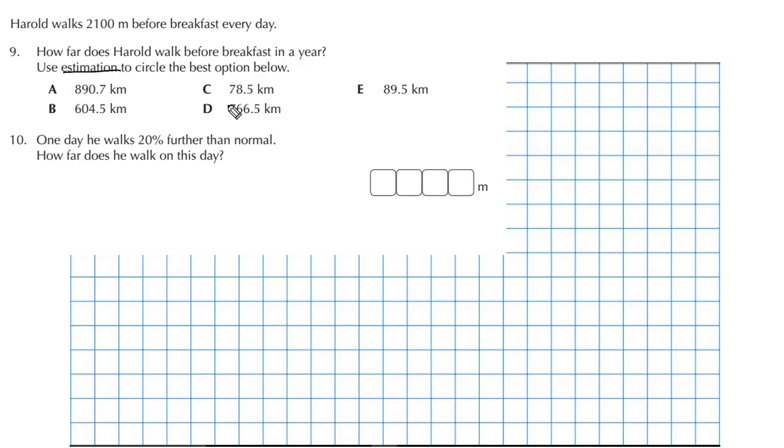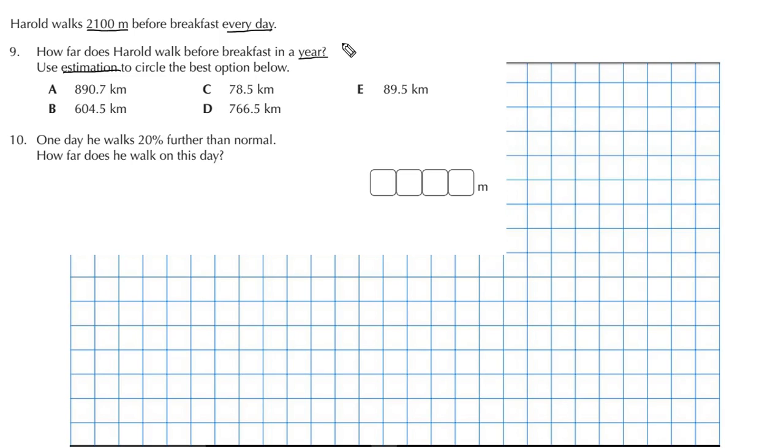All right. Now, estimation is when we round numbers to make them easier to work with, so we can come up with an easier calculation. It only gives us an approximate answer, but the calculation is much easier to perform. Okay, so let's look at the information we have. Harold walks 2,100 metres before breakfast every day, and we're asked how far does he walk in a year?